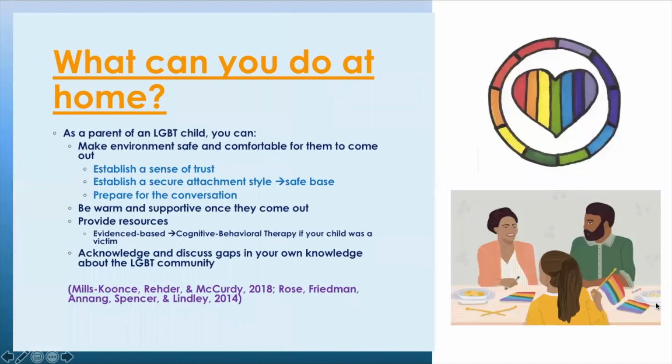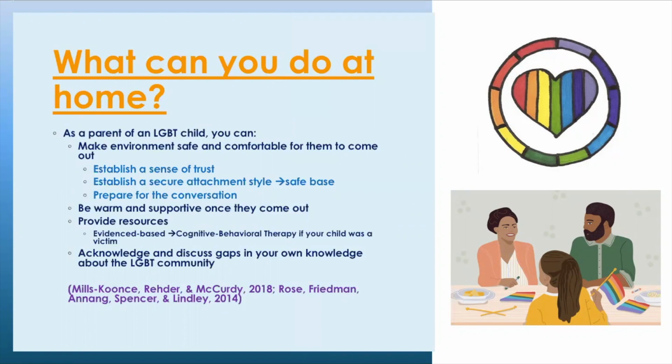So as a parent of an LGBT child, however, you can bring those practices into the home as well. The way that you do that is first and foremost, create a comfortable environment for them to feel comfortable coming out to you. So establish a sense of trust. Establish a secure attachment style for them to come to you and ask questions, and prepare yourself for the conversation. Preparing yourself for the conversation is knowing that you have to be warm and supportive once they come out, and to have resources ready to go if they ask for someone to talk to or different types of therapies.